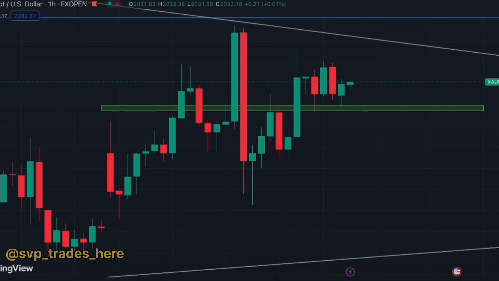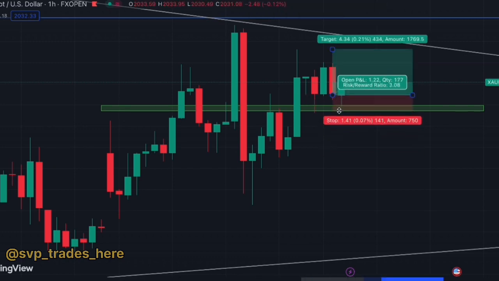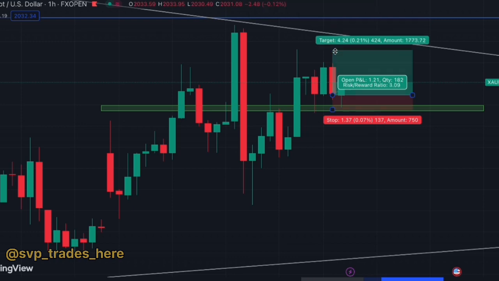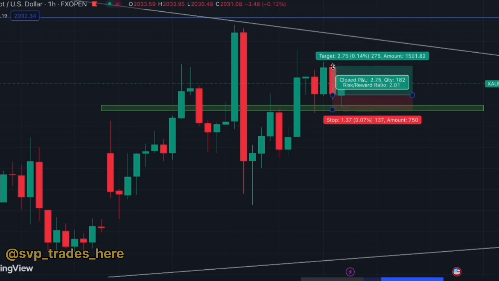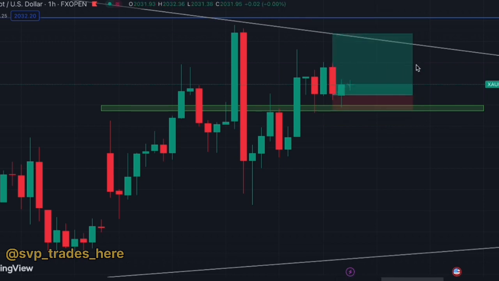and just now I took a trade around here, and my stop loss is around 2029.5 and my target is this level. But I have two targets. One I'm going to cut around this zone, and the next one is here. So its ratio is around 1:4, and let's see how the market is going to behave here.